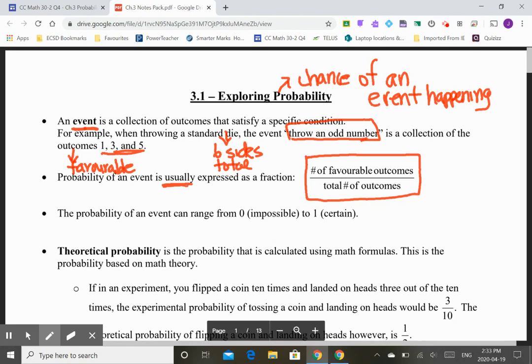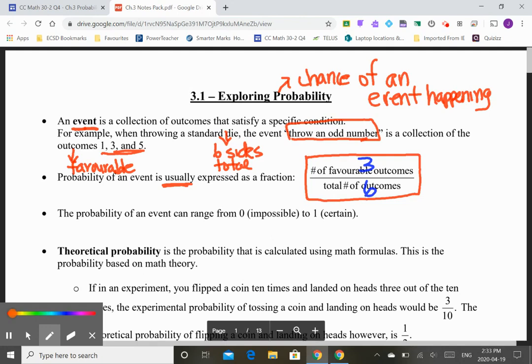The way that we're going to find the fraction is by taking the number of favorable outcomes and dividing it by the total number of outcomes. So favorable outcomes would be what you want to happen. Total number of outcomes are all of the outcomes that are possible. So if we take our event above, we could see that our number of favorable outcomes would be 3. Our number of total outcomes would be 6. And so our probability of throwing an odd number would be 3 over 6, which of course reduces to 1 over 2.